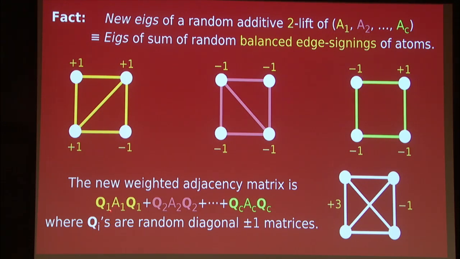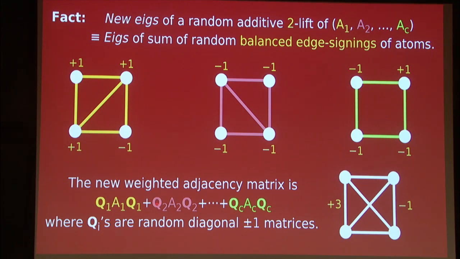And how do you get the adjacency matrix of a balanced edge signing? If you think about it for 2 seconds, you get it by conjugating the original adjacency matrix by a diagonal matrix of signs, plus or minus ones. If Q is a matrix with plus or minus ones on the diagonal, which you think of as sitting on the vertices, then conjugating by Q gives you this way of getting edge signs. So this is a random balanced edge signing of A1 and a random balanced edge signing of A2. We do that for all the atoms and add together the results, and that's the adjacency matrix of the final thing.